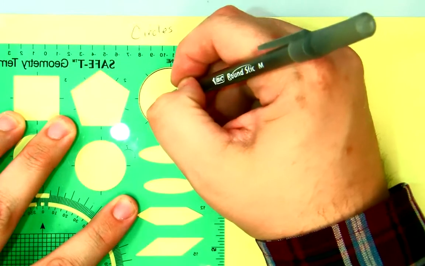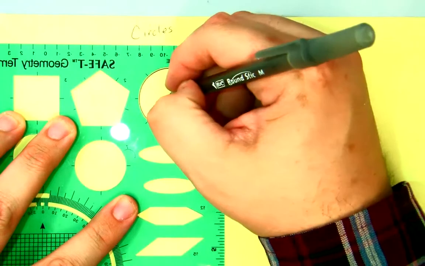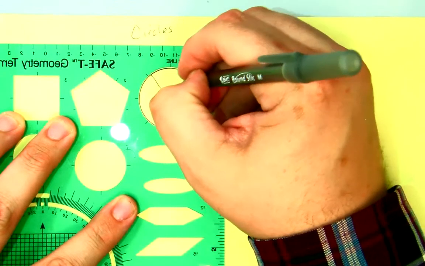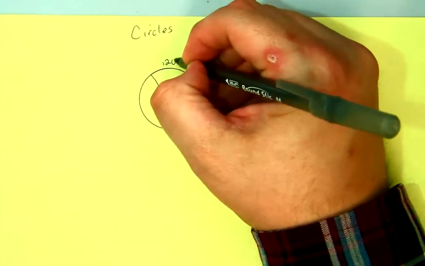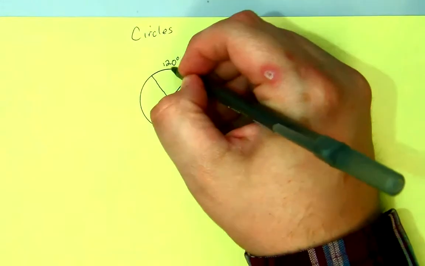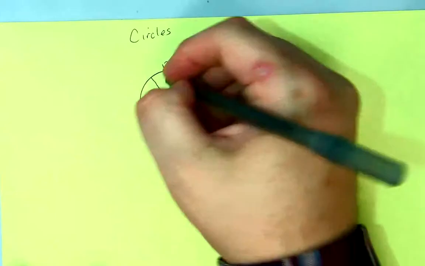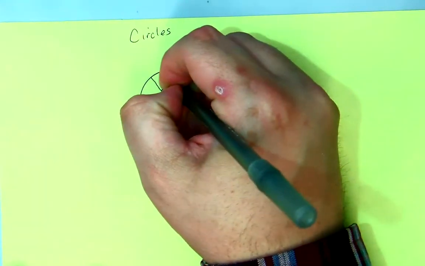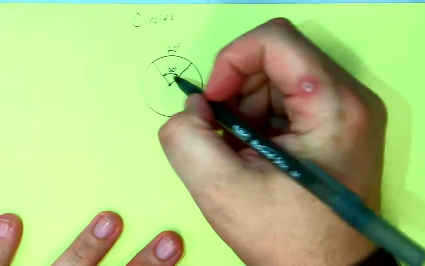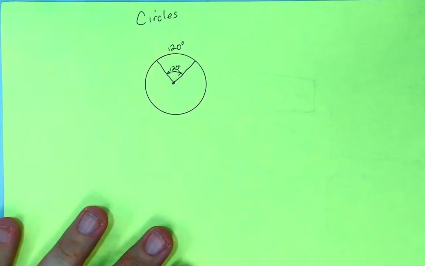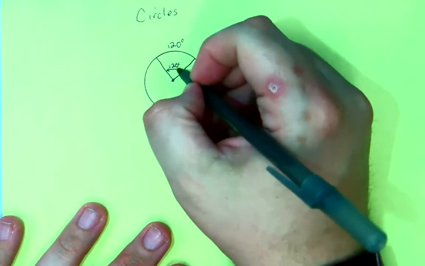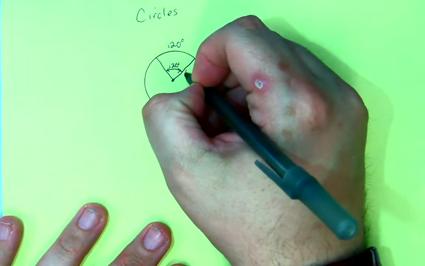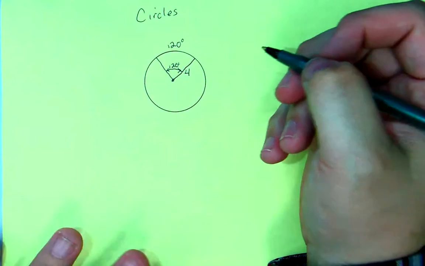So here's our circle. We're going to put the center right here. 120 degrees there. There's an arc that has 120 degrees. Here is an angle. The central angle would be 120 degrees as well. Let's say we have a radius here. Let's give it a radius of 4. That's a nice easy radius to work with.